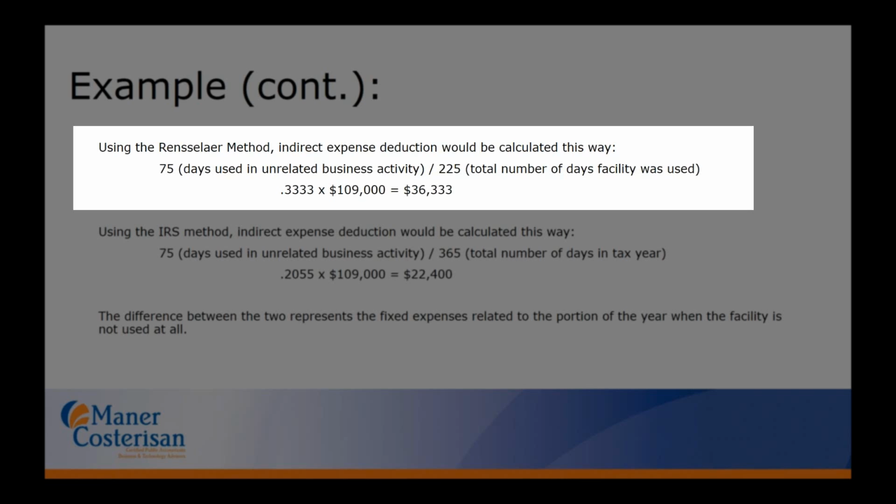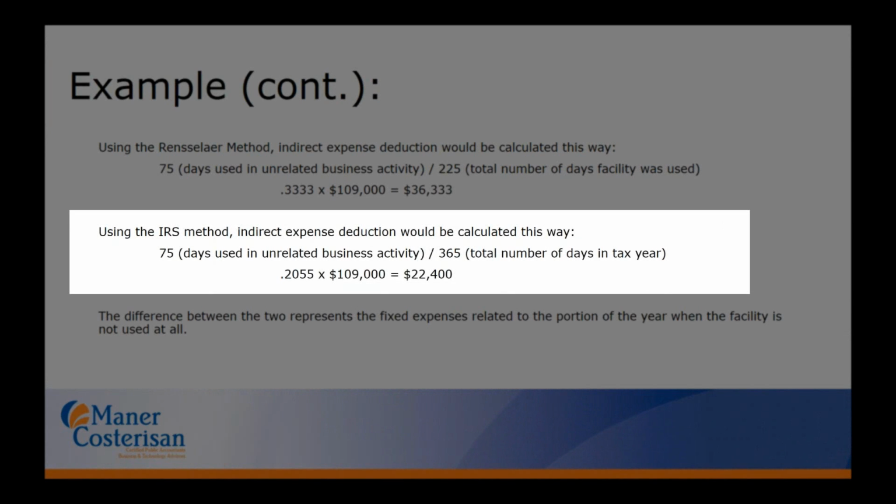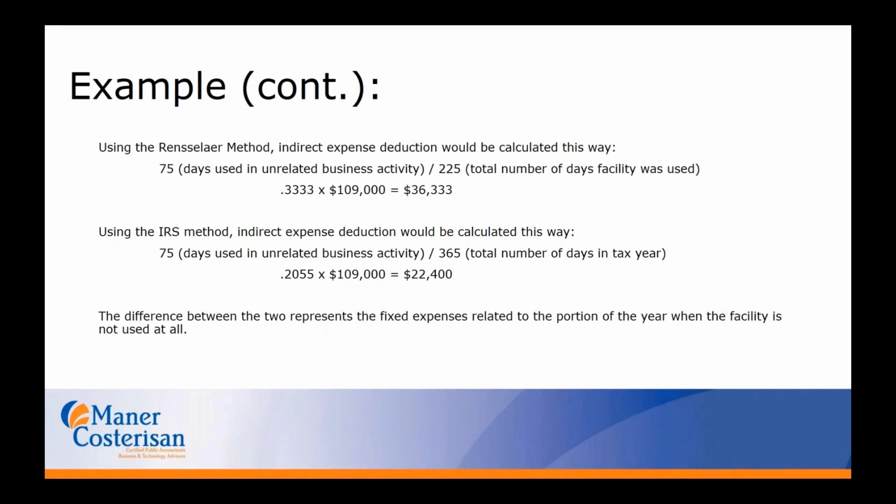And here we calculate $36,333 of expenses. If we use the IRS preferred method, we're taking 75 days used in unrelated business activity over 365 total number of days in the tax year that the facility could have been used. And in this method, we only have 22,400 of indirect expenses that we could use.